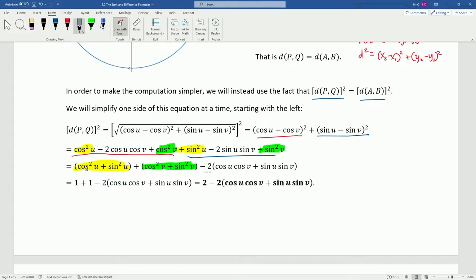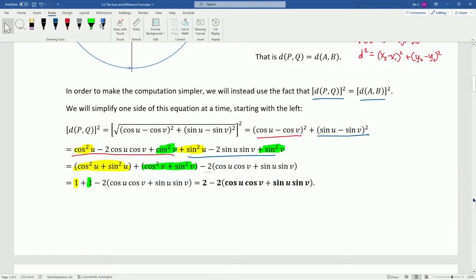And of course, cosine squared of u plus sine squared of u is 1. That's the Pythagorean theorem. And cosine squared of v plus sine squared of v is also 1. So altogether, this simplifies to 2 minus 2 times cosine of u cosine of v plus sine of u sine of v. Now keep in mind, so far all we've looked at is the distance between P and Q.